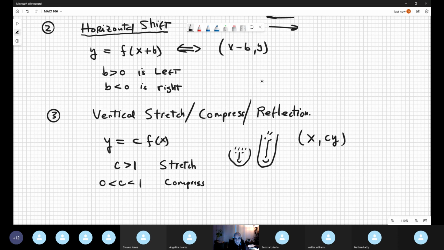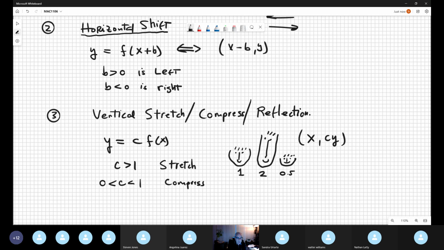Because you multiply the y, but the x stays the same. That is the reason it's vertical stretch, compress, or reflections. You multiply by a number less than 1, for example 0.5, this is compressing, and my happy face now is smaller like that. This is 1, this is 2, and this is 0.5.